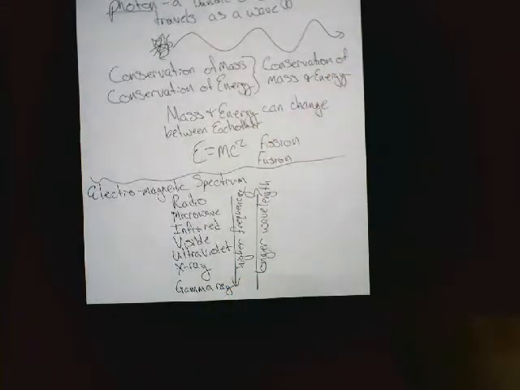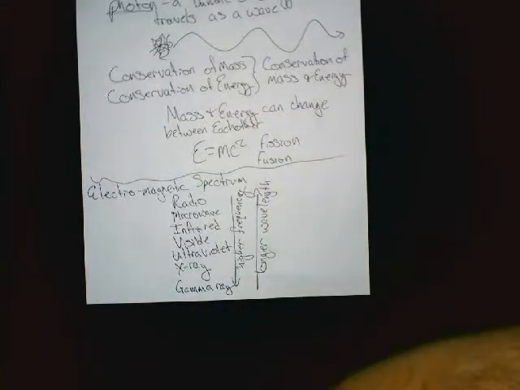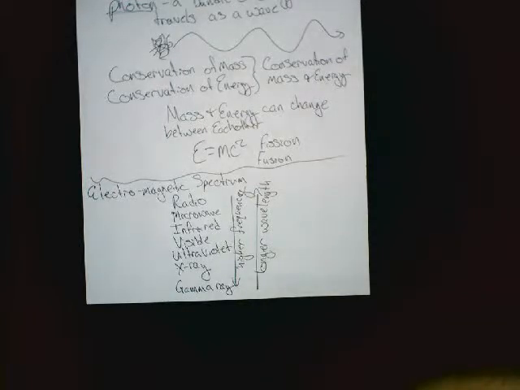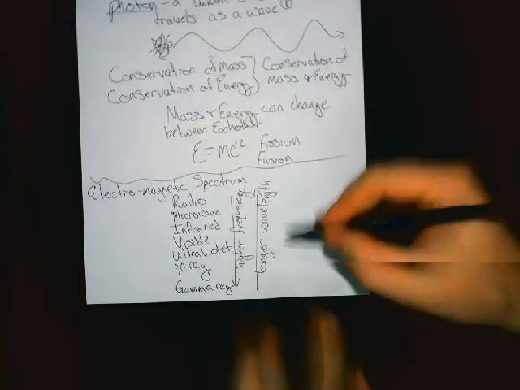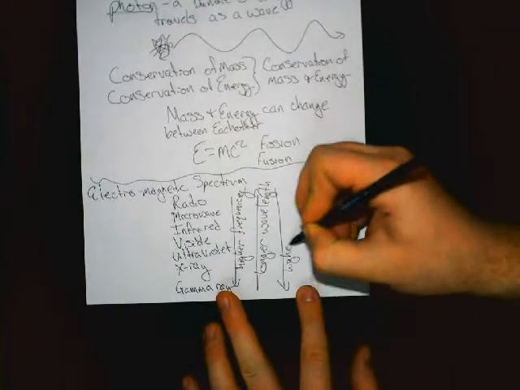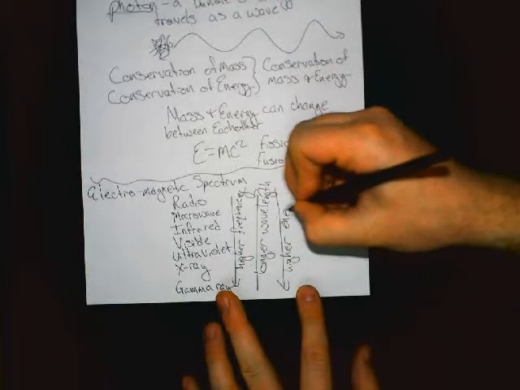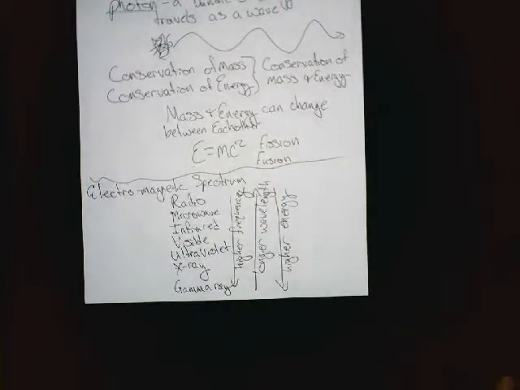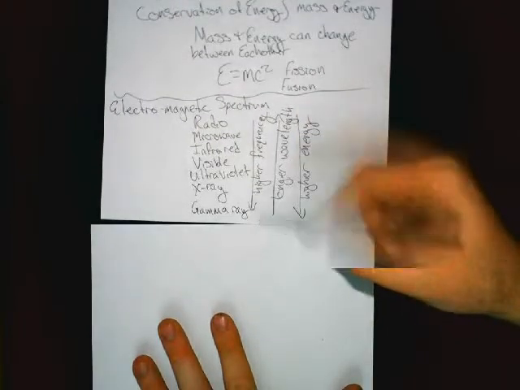In a mechanical wave, what property of a mechanical wave tells us how much energy a wave has? Amplitude. Good. In an electromagnetic wave, it's related to the frequency. Higher frequency, higher energy. Okay? Let's see. Am I completely out of paper? Nope. Okay. All right. So, we'll start at the bottom here with gamma rays and we'll move up.